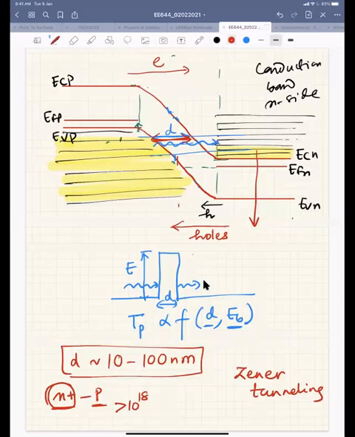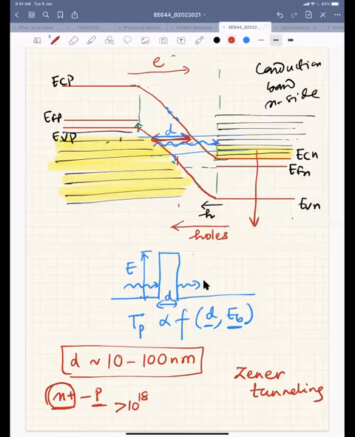tunneling. This breakdown we call the Zener breakdown, because Zener observed this phenomenon first, so he named it Zener breakdown, but this is tunneling. So the breakdown is happening because of tunneling, right? But the condition for tunneling is you should have very high doping, because tunneling will only happen if the barrier width is very low, and that is only possible if you have an N plus P junction, and the P side is also heavily doped.